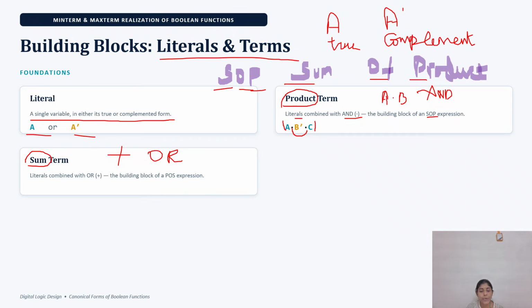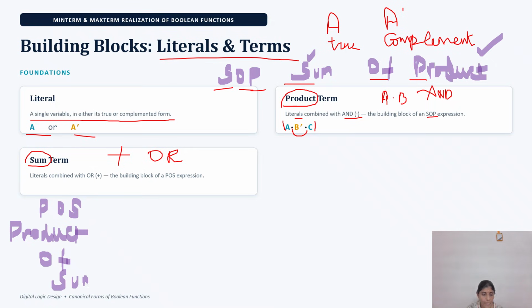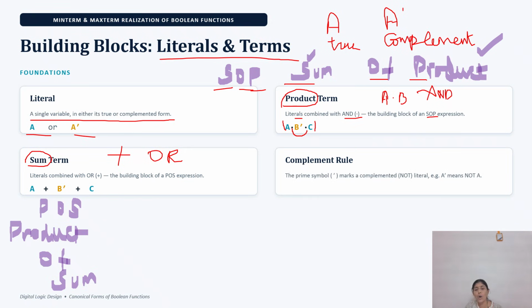What is POS again? From that word itself you can understand what P is. P is nothing but a product, O is "of" and S is a sum. So POS is product of sum. POS is nothing but a product of sum. This is a product of sum. Okay? Right.